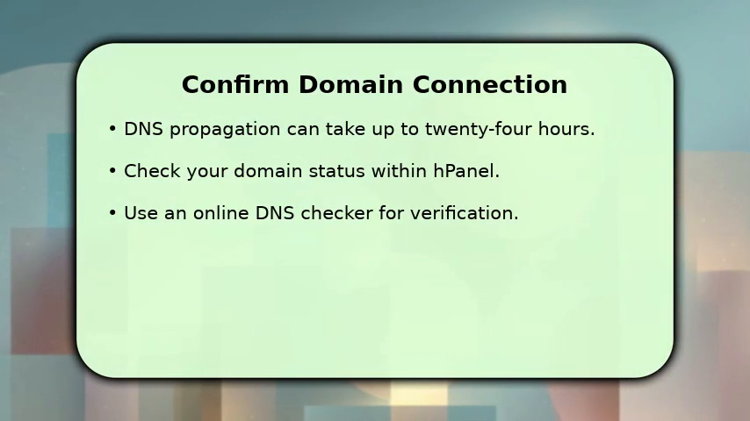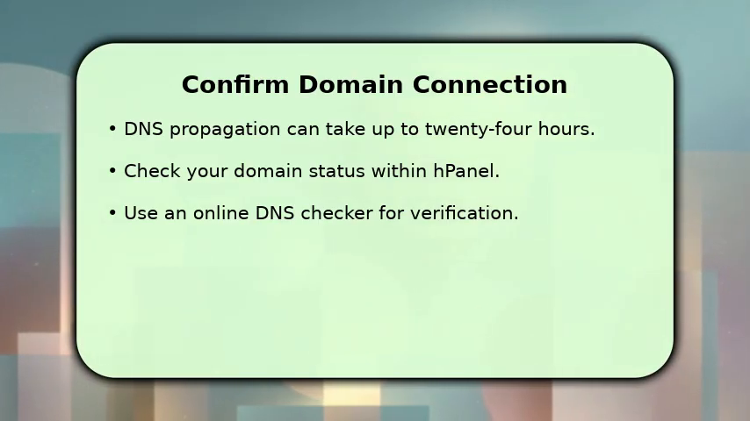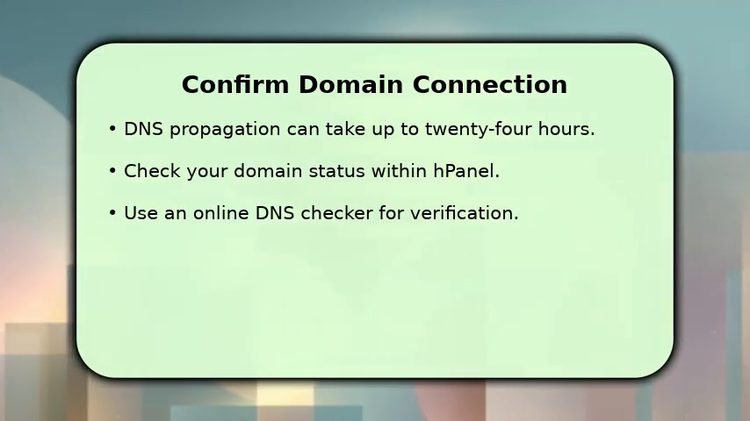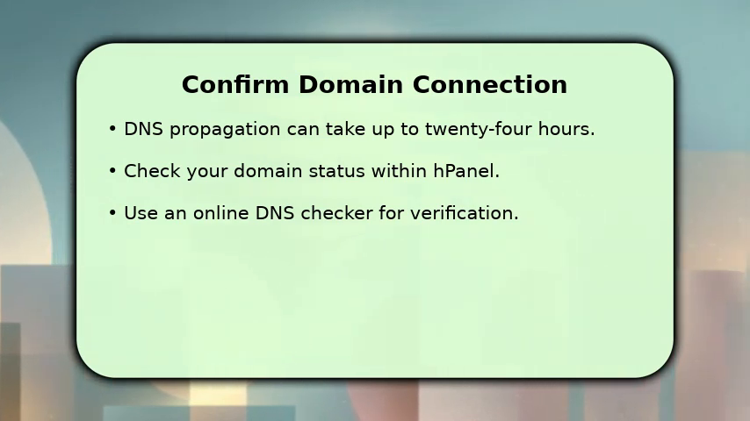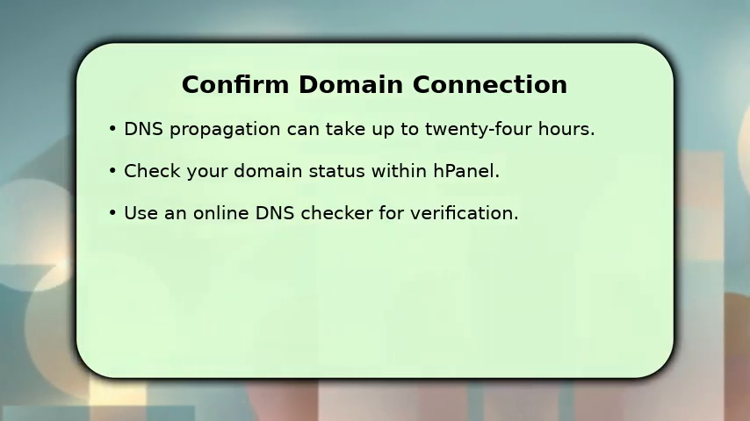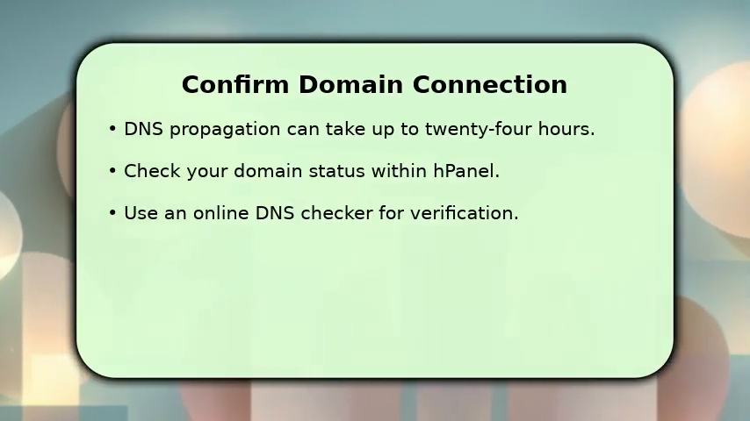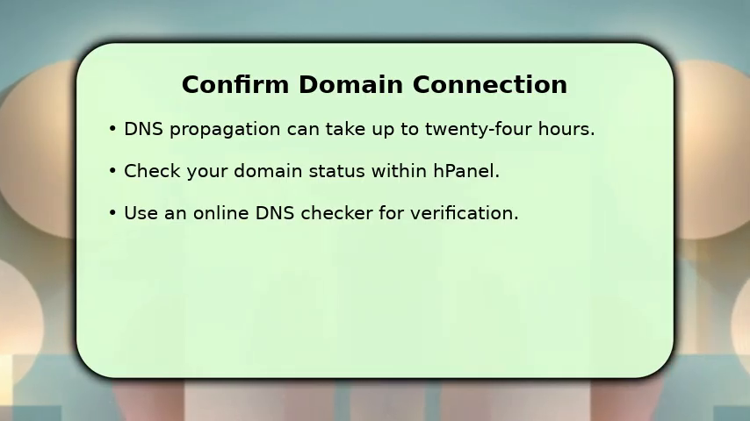After updating your name servers, it is important to confirm the connection. DNS propagation, the time it takes for changes to update globally, can take up to 24 hours. You can check your domain status directly within your Hostinger hPanel. For an external check, consider using an online DNS checker tool. This will help you verify that your domain is now correctly pointing to your Hostinger hosting, ensuring a smooth transition.